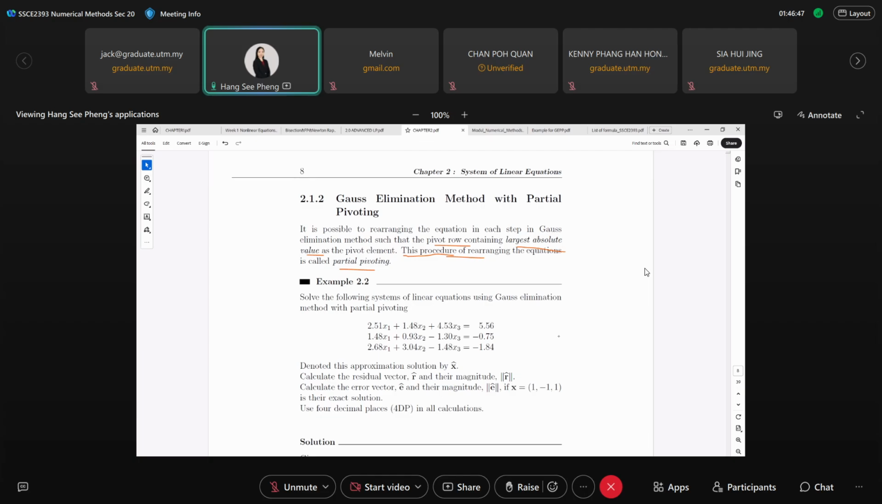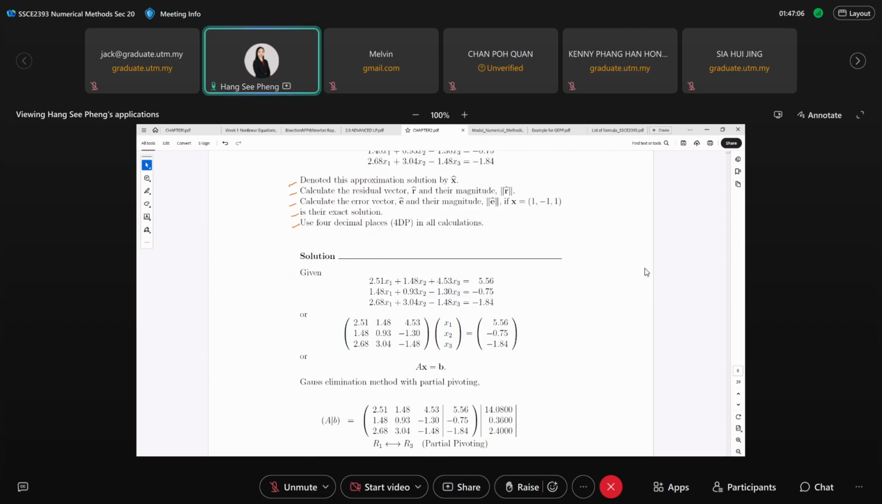Yeah. So now we look at the same system again. That's how we solve it using Gauss elimination, but now we use Gauss elimination with partial pivoting, with exactly the same instructions given to you. Now let's see what procedures are different from the previous one.